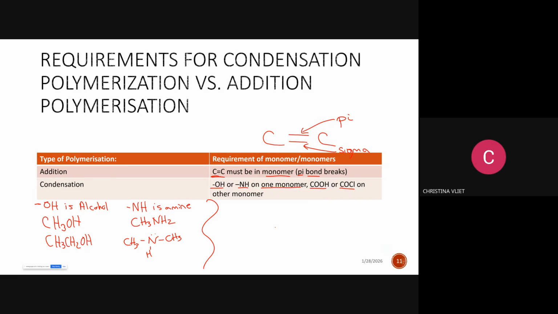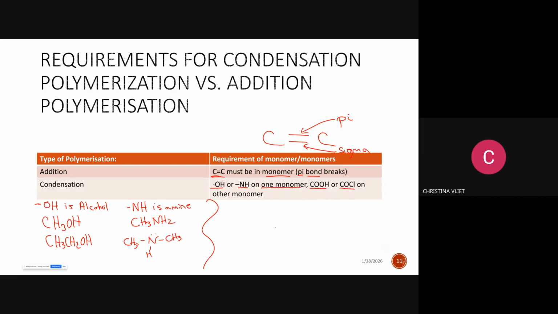So put a line here. One of your monomers has to have either an alcohol or an amine. The other monomer has to have carboxylic acid or whatever COCl is, which is something you haven't learned before, but it's actually in the A-level curriculum. So I may as well tell you now.